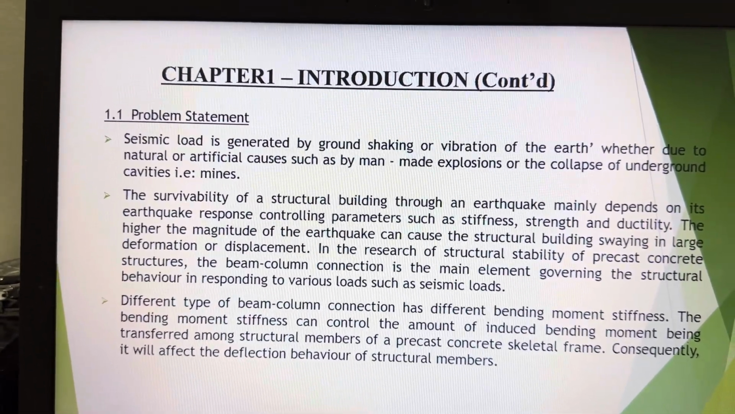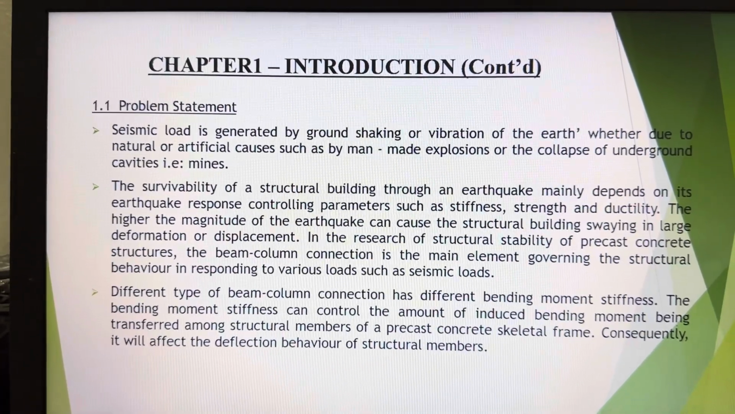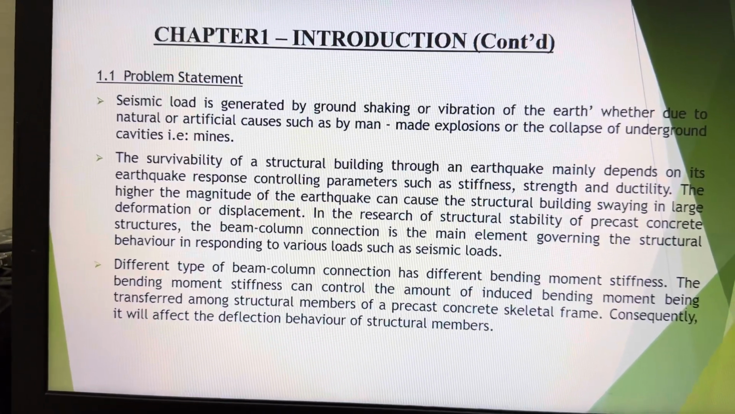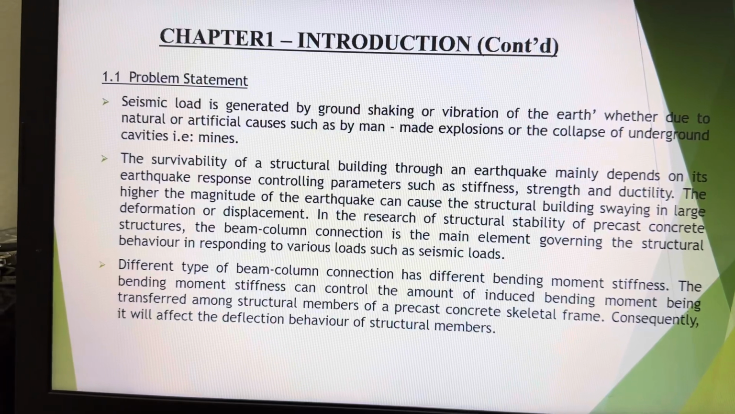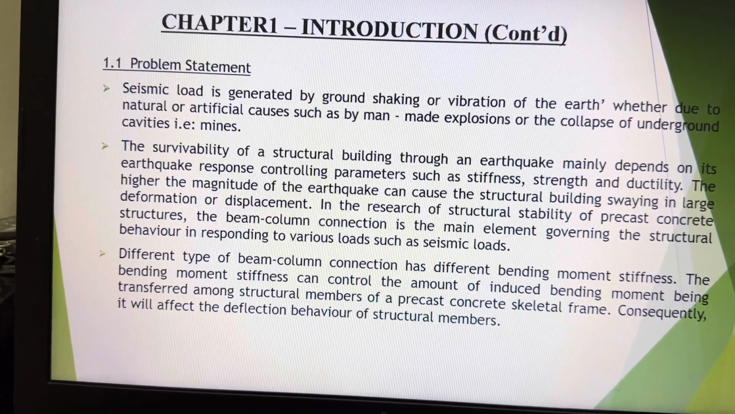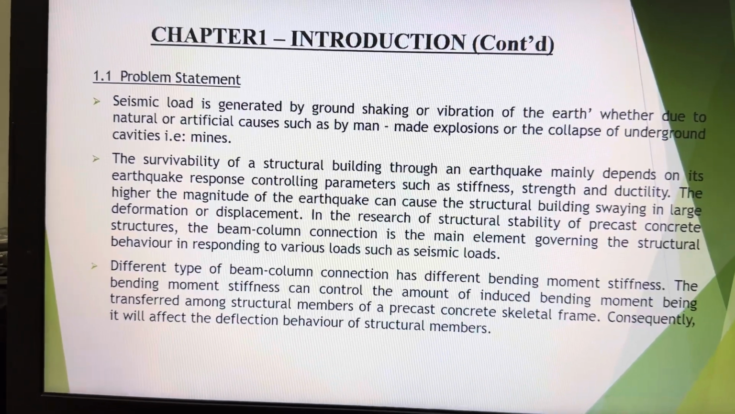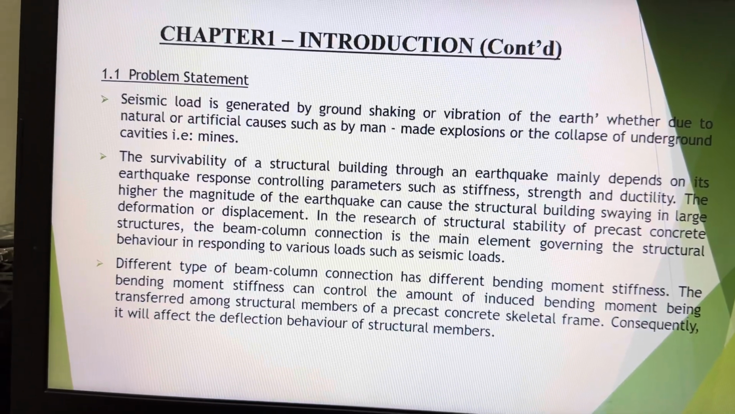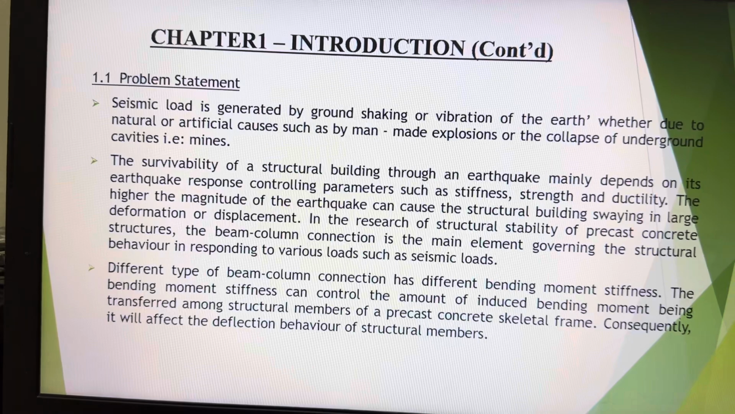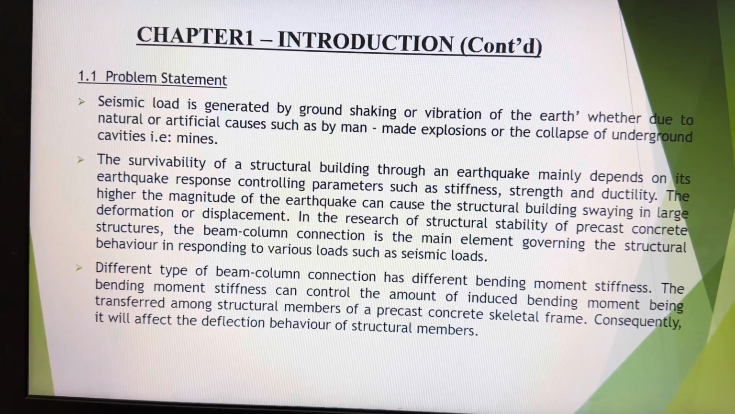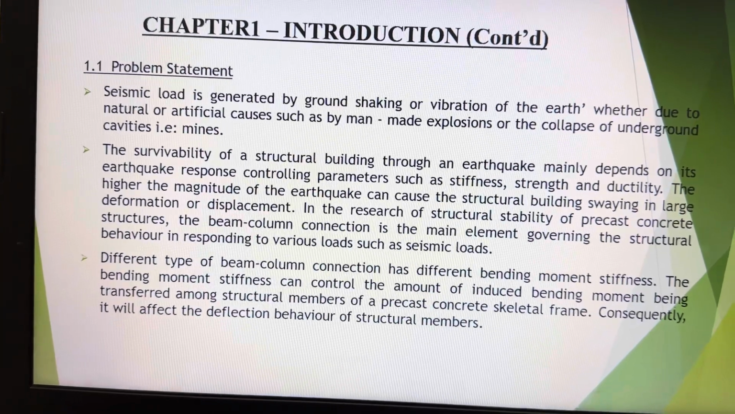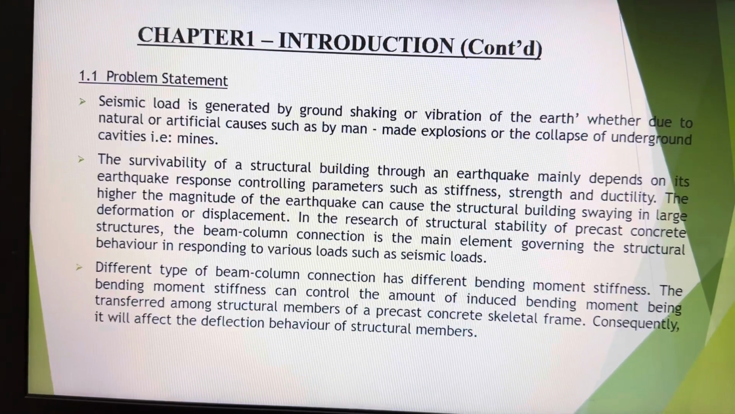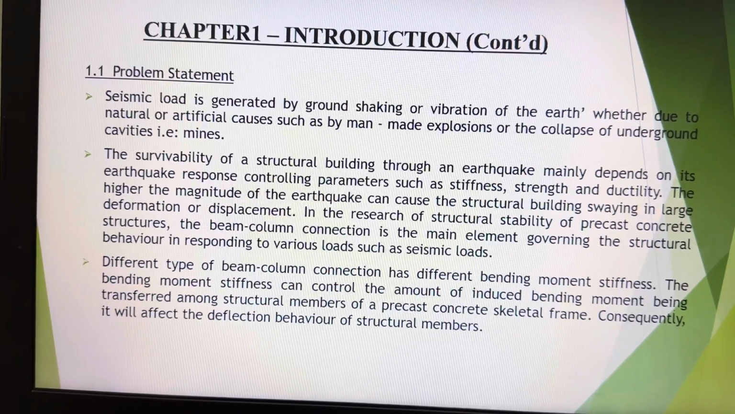For problem statement, seismic load is generated by ground shaking or vibration of the earth, whether due to natural or artificial causes. The survivability of a structural building through an earthquake mainly depends on the earthquake response controlling parameters such as stiffness, strength, and ductility. A higher magnitude of earthquake can cause the structural building to sway in large deformation or displacement. In the research of structural stability of precast concrete structures, the beam column connection is the main element governing the structural behavior in responding to various loads such as seismic load.